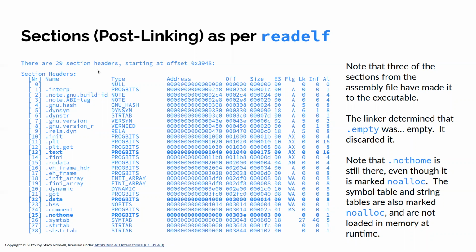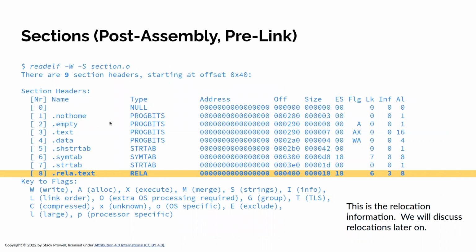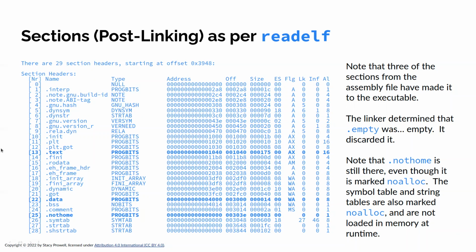So we'll notice a couple of things. Empty is gone. Our dot empty section, which was here with size 0, ain't there no more. It's gone because the linker determined it was empty and discarded it. Dot text, dot data, and not home are still there. Not home is here even though it doesn't have an A in this column, meaning it's not marked allocate. But a lot of things aren't marked allocate, so that's fine.